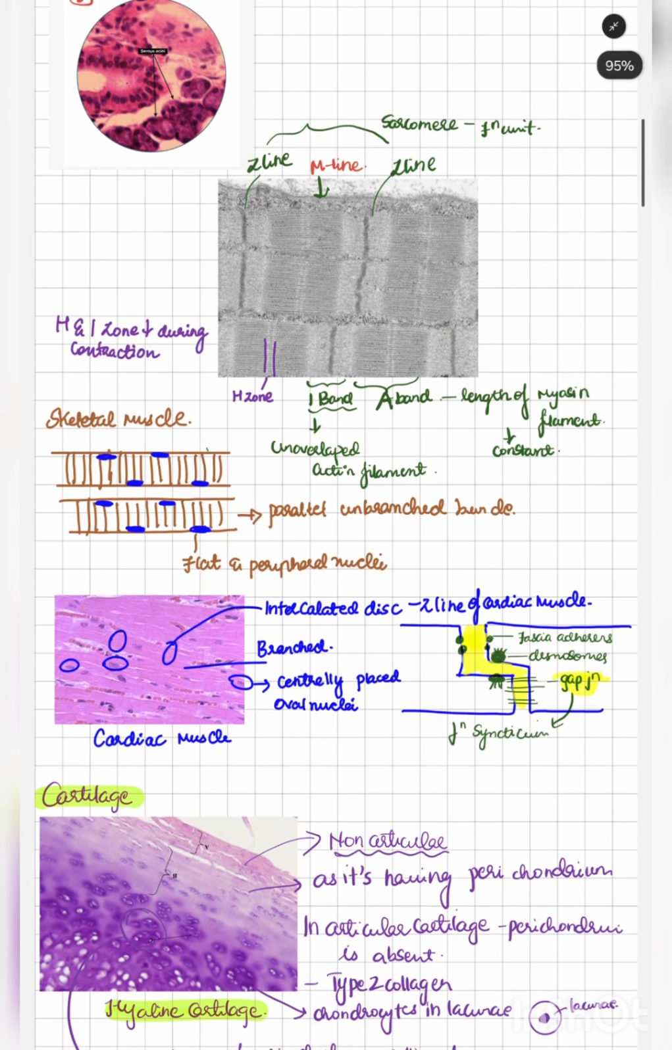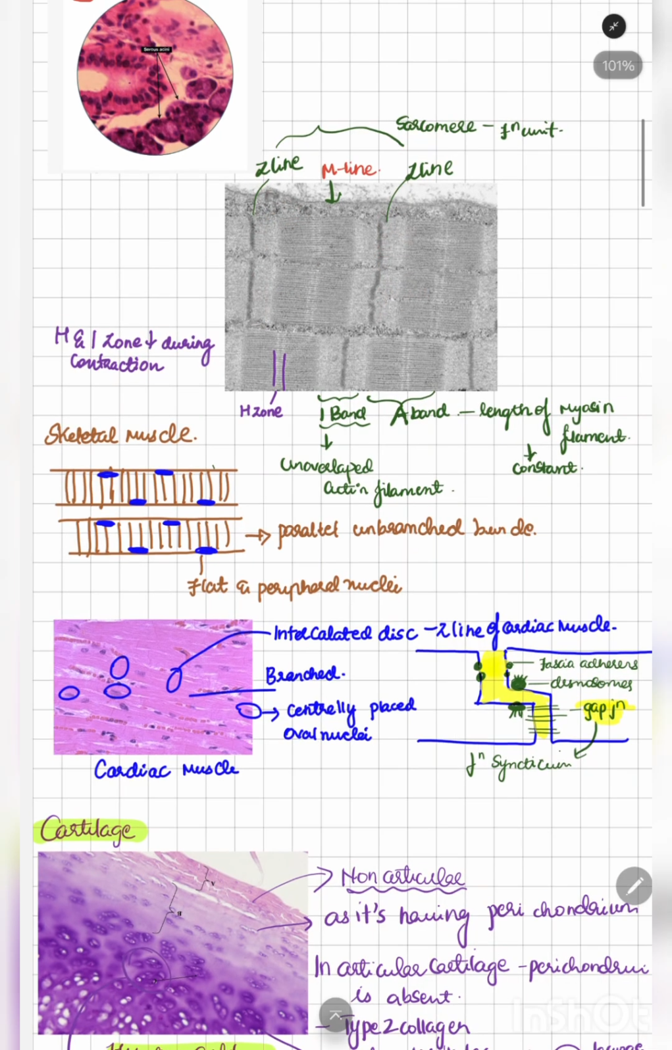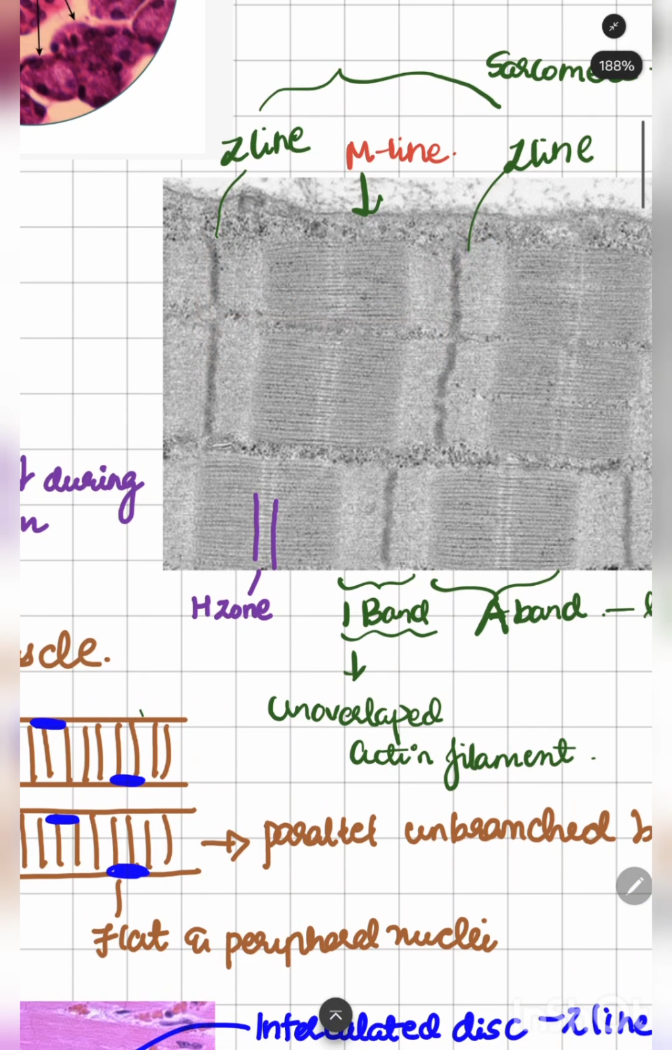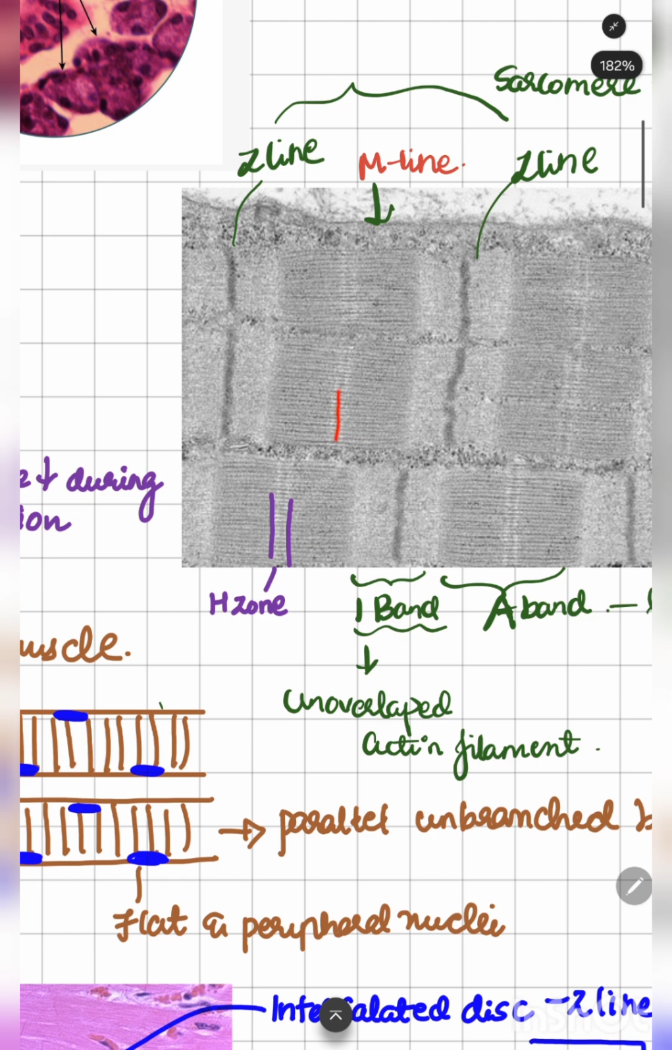The functional unit of muscle, as we know, is the sarcomere, right? And a sarcomere is a segment between two Z lines. These dark lines which you are seeing here are the Z lines, and this unit between two Z lines is known as the sarcomere. And in the middle of the sarcomere there is a line, that is the M line. So you can remember M for middle, M for M line, and this zone is the H zone.